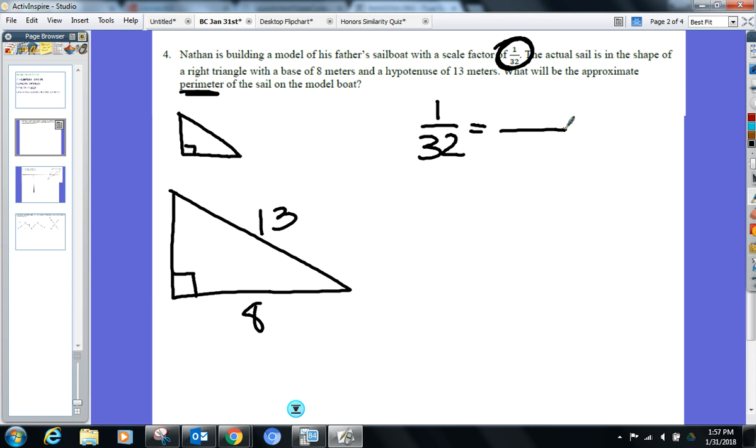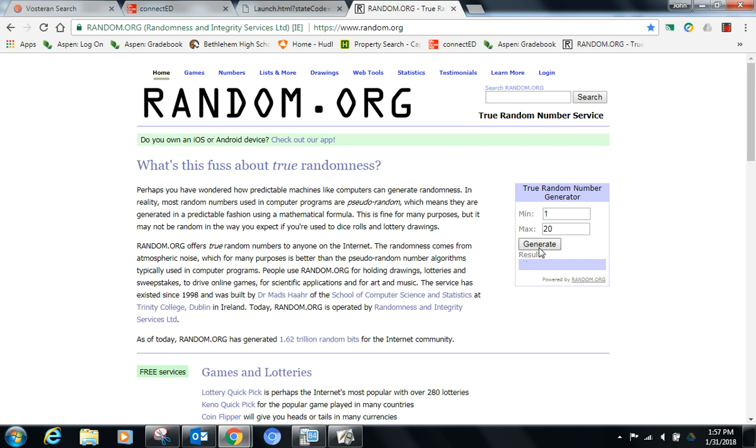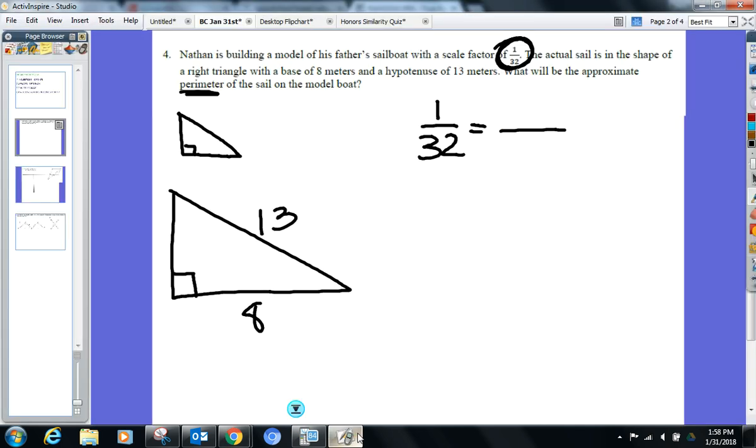Model, actual here. Where should I be putting my x? Of course, it doesn't work. Go ahead. Top, why? The model's the smaller one. It should go with the smaller number in the ratio. So how do I find the perimeter of the bigger one, the actual one?